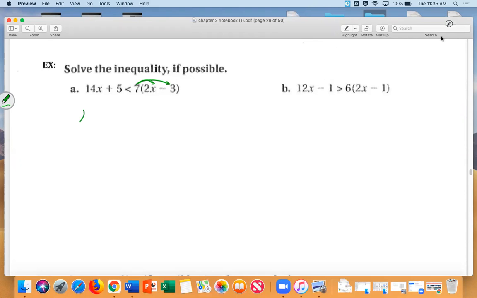So on the left side, I still have 14x plus 5 is less than 7 times 2 is 14. So I have 14x, and 7 times negative 3 is negative 21. So now I have this. Neat, do you see that? Okay. Now, some of us are going to be able to see this right off the bat, like Jules. Jules is going to be able to see this from here. She's going to say, Harmon, you got 14 x's on the left and 14 x's on the right, and you're adding 5 on the left and subtracting 21 on the right. Something's going to be happening here, all right?